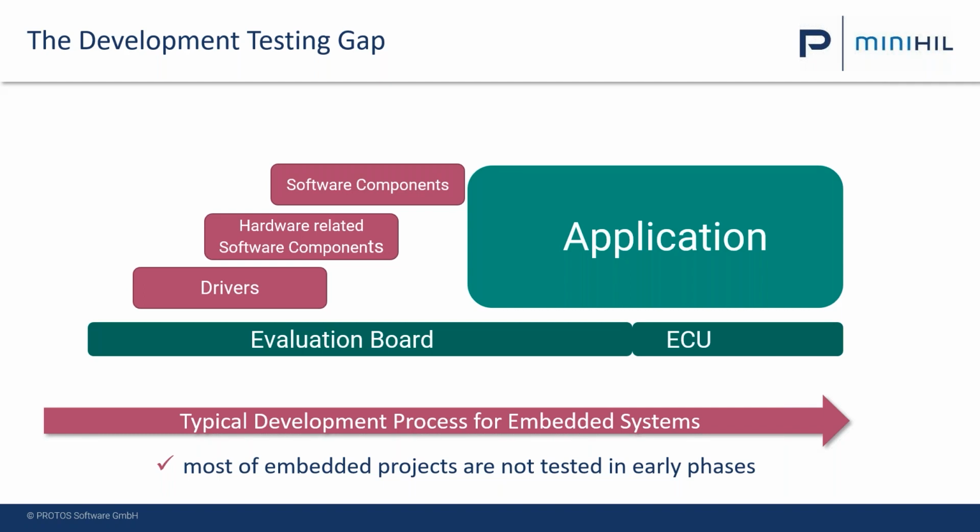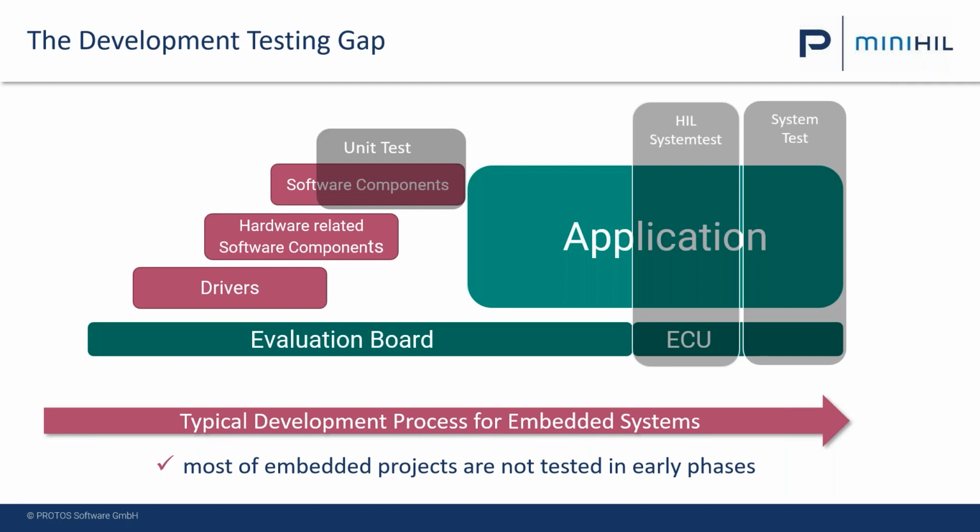And eventually, you will have the real hardware, the real ECU, the real control unit, and you integrate it together with the application software, and you start to test. Usually the points where you test are the unit tests for the software components. Later in the process, usually there is a HIL system test or a real system test. So a HIL system test, a simulated system test, or a real system test. You get in the car and you drive around the block. This would be a real system test.